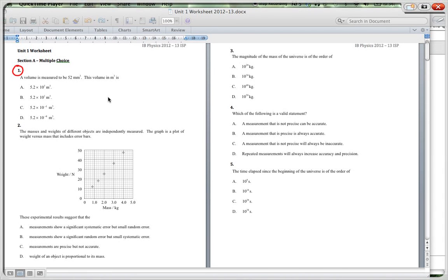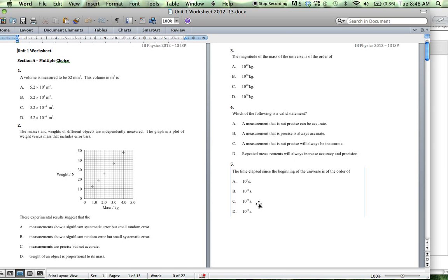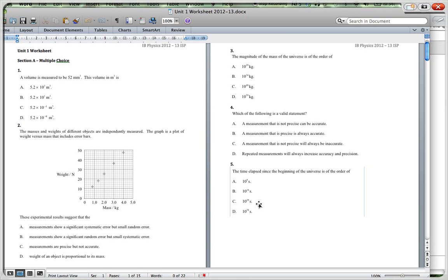In the multiple choice, you are not allowed to use your calculator, but you can use your data booklet. And I've got the page for the first unit of the data booklet here available, so we'll look at that from time to time. So it says a volume is measured to be 52 millimeters cubed. The volume in meters cubed is.